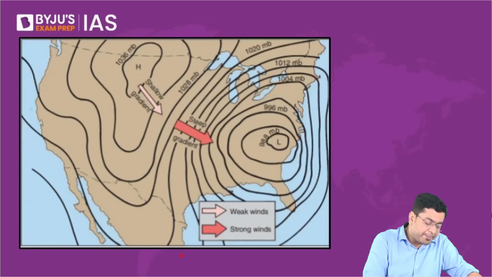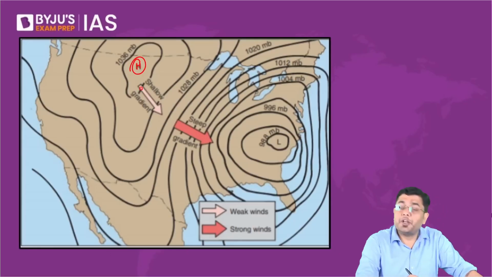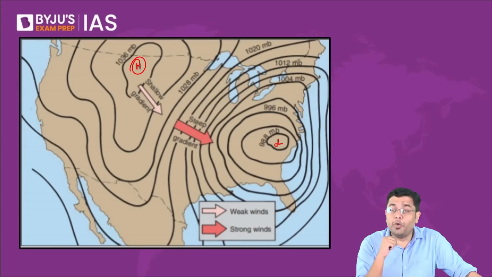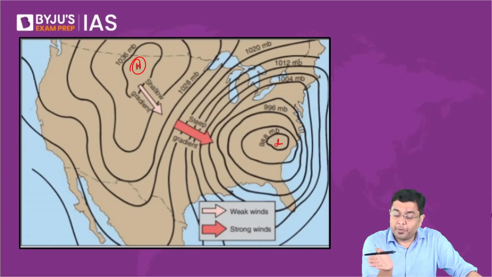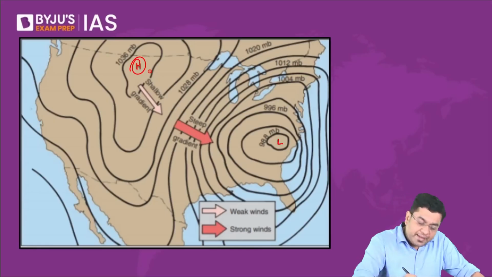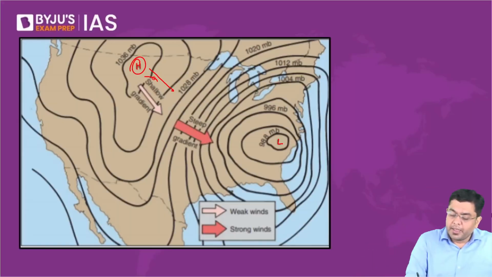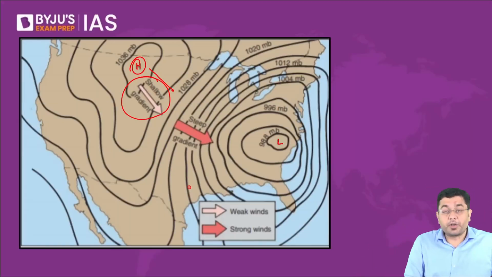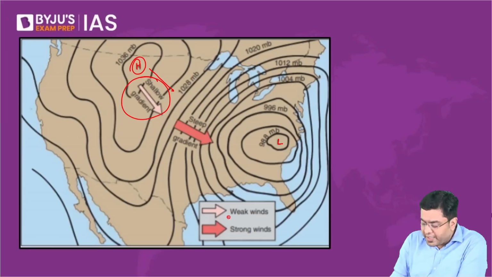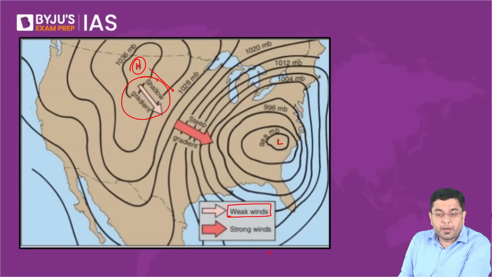Now, if you take a look at the placement of the isobars, you will observe that this is a region of high pressure, close to around 1036 millibar and higher. And this is a region of distinct low pressure, close to around 988 millibar. But the spacing of the isobars is not uniform throughout. In this area, you will observe that the spacing is very high. So that represents a significantly shallow pressure gradient. Whenever you have a shallow pressure gradient, that will be associated with weaker wind movement.